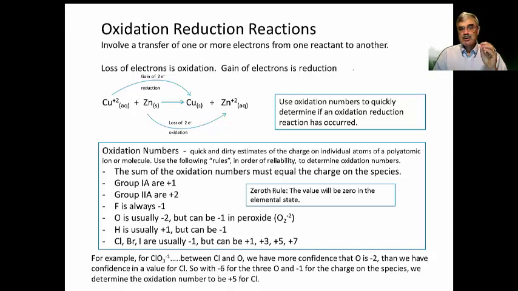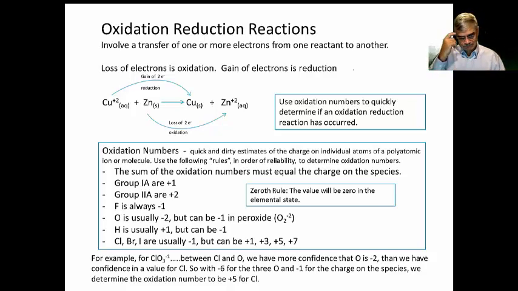So again, remember, when a substance loses electrons, we say it becomes oxidized. Zinc becomes oxidized from zinc to zinc +2. Copper +2 gains electrons and becomes reduced.